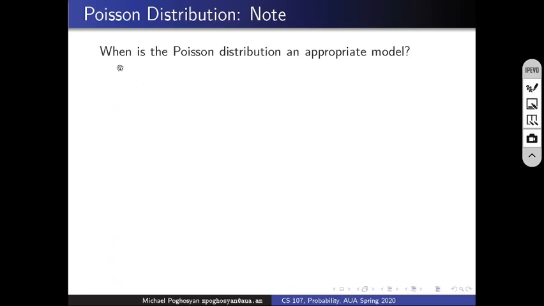Okay, another note about when the Poisson distribution is an appropriate model. So from Wikipedia, we have the following test.